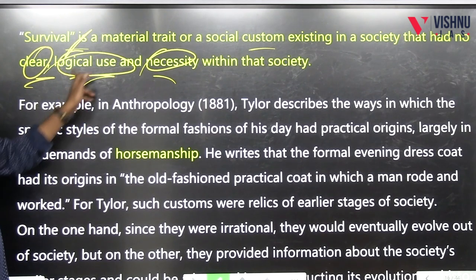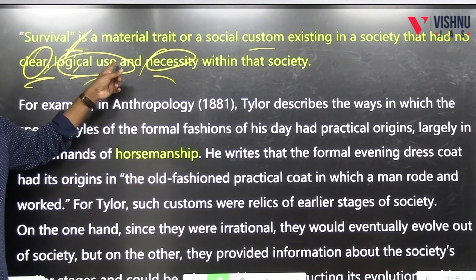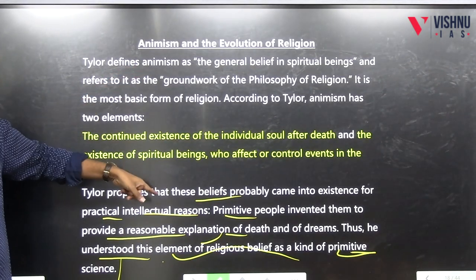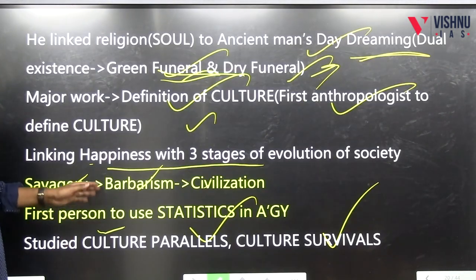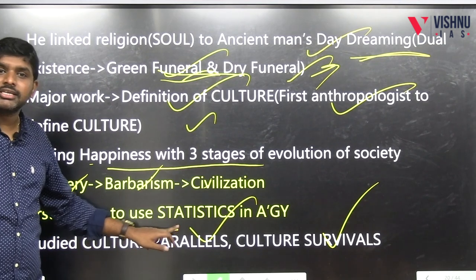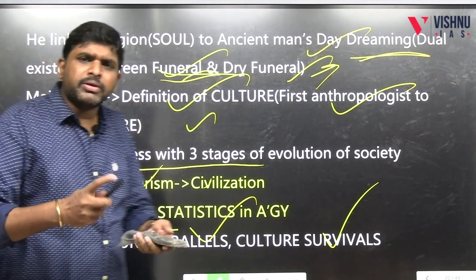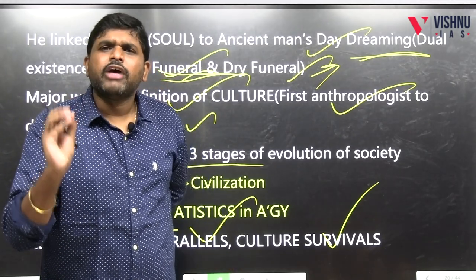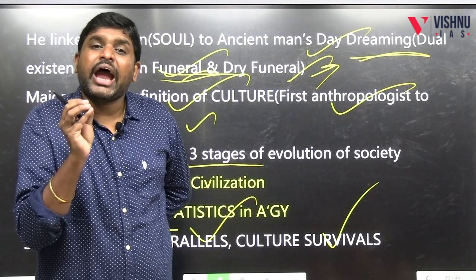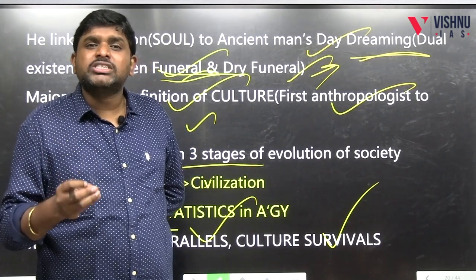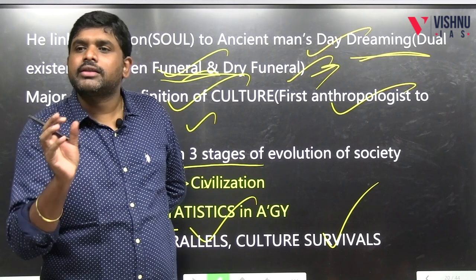Compared with one another. Biological culture, survivals. Example, horsemanship. Animism, how it evolved. Animism, then we had savagery to barbarism. He is the first person to use statistics. Up to now, every person just gave the theory, but this person started adding some numbers. When he is adding numbers, it means he is trying to add science to his theories, to anthropology. So, the first person who used statistics means he started adding numbers.